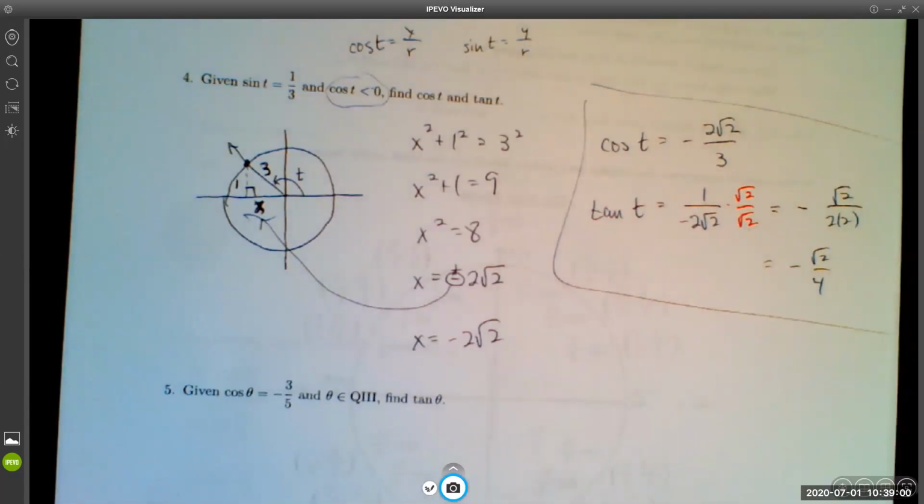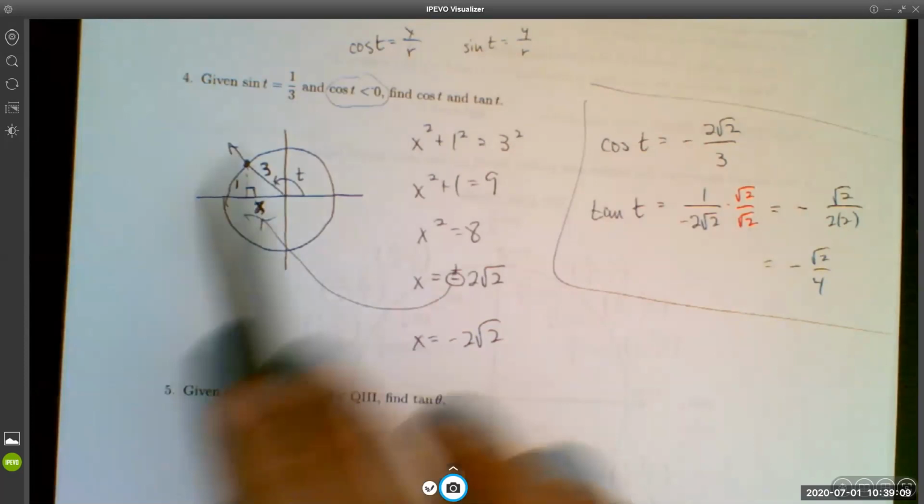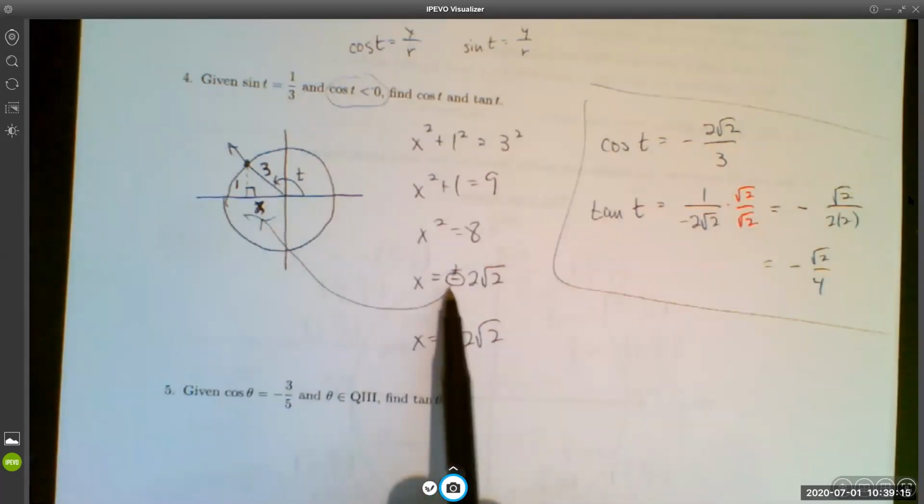The main takeaway on this is that you cannot always just take the positive square root. Sometimes it needs to be the negative square root, right? So my advice would be: draw a picture, figure out if the variable you're solving for needs to be positive or negative, and then make sure you make the correct choice.